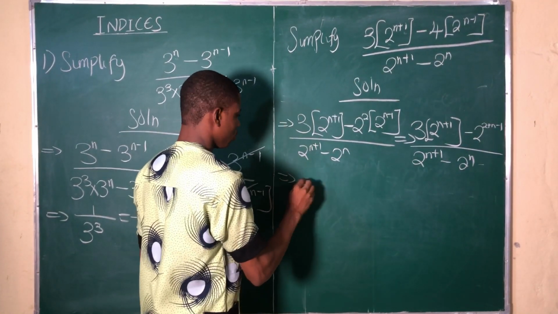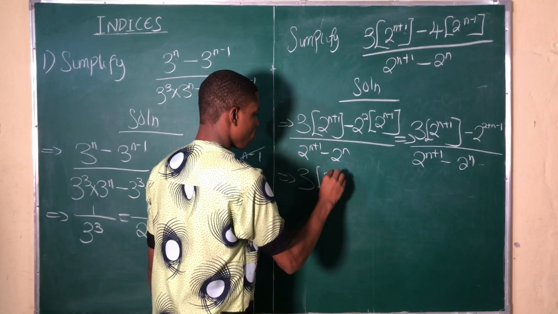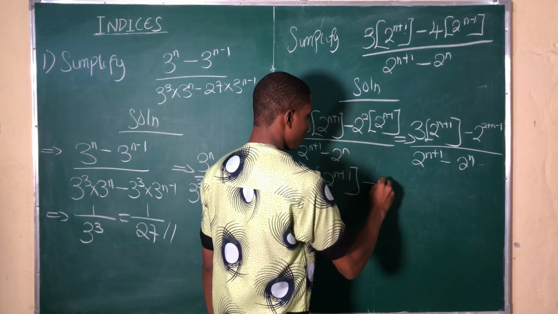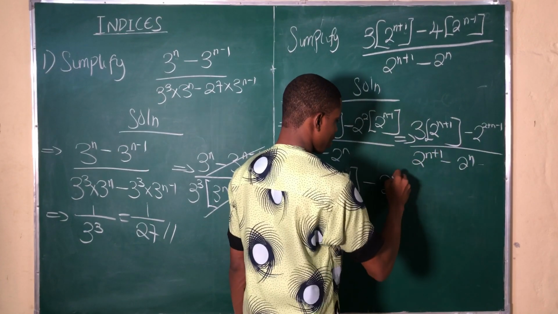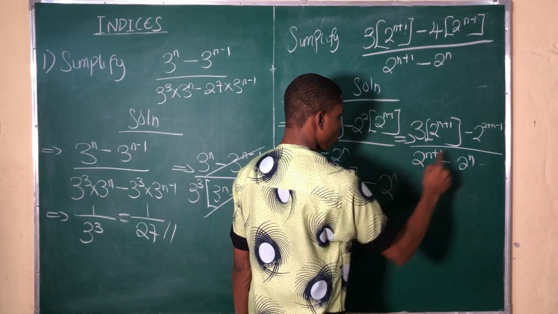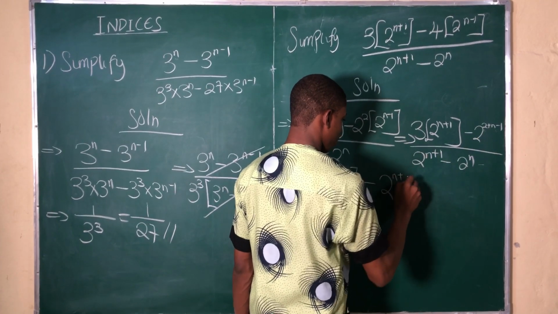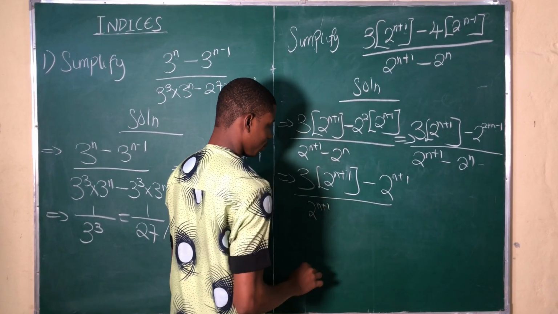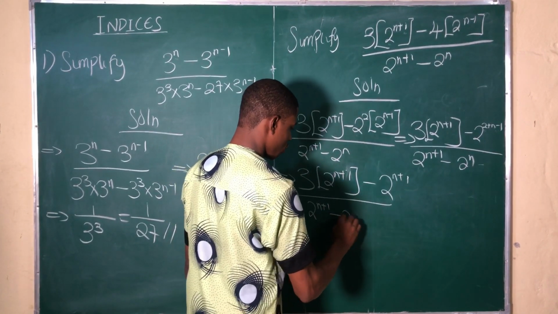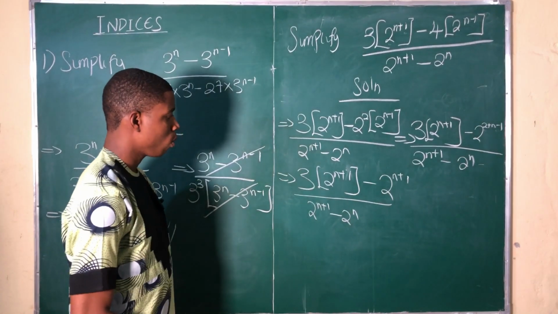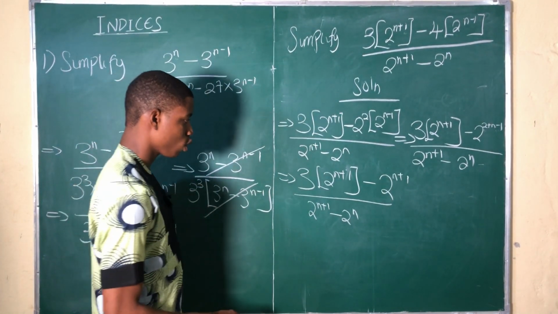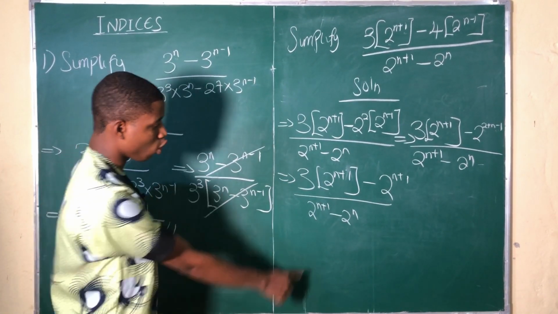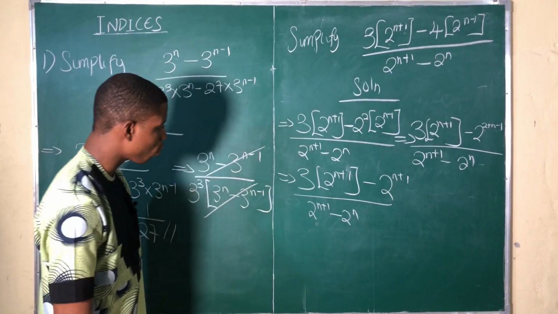So this becomes 3 bracket 2^(n+1) bracket close, negative 2, and 2 + (n − 1) becomes n + 1, since 2 − 1 becomes plus 1. So that's the concept, all over 2^(n+1) − 2^n. What did you notice here? You are saying that 2^(n+1) is common to both sides, right? But what do you notice here? Is it common to the denominator? It is not common to the denominator.